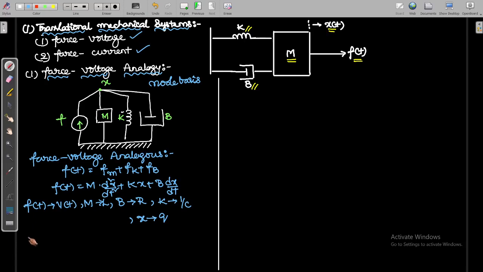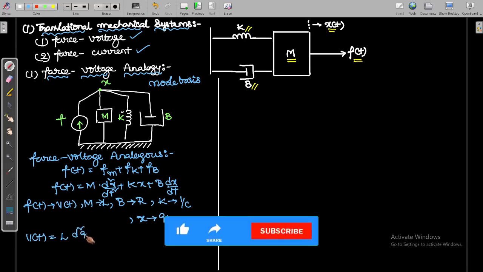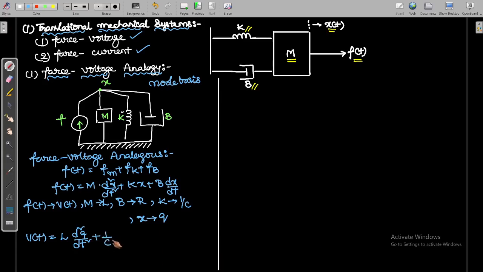So now you are going to replace this. F of t can be replaced with V of t, then mass can be replaced with inductor, then charge, that is displacement, can be replaced with charge, and d square x by dt square. Next, k can be replaced with 1 by C. Next, q, that is x, can be replaced with q, b can be replaced with resistance, and this can be replaced with dq by dt.